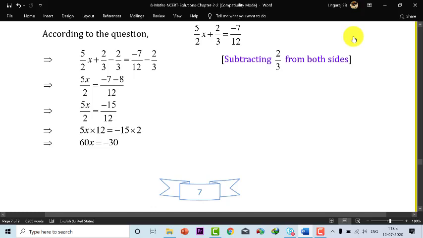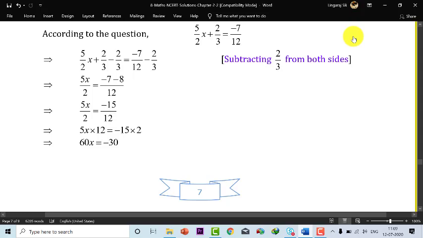And here 3 fours are 12, so 4 into 2 will be 8. So we get minus 8 as the second numerator. So minus 7 and minus 8 will be minus 15. In the next step we write the LHS as it is, 5x by 2 is equal to the RHS. The sum of these two numerators will be minus 15 by 12. The denominator 12 we can write as it is.